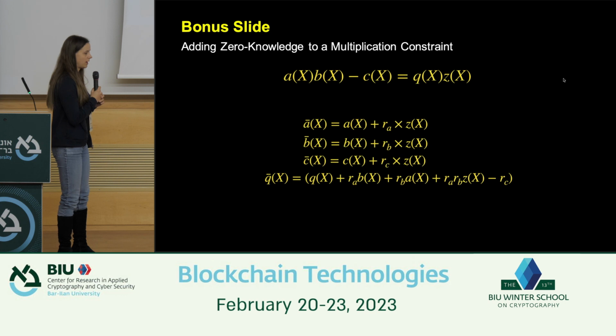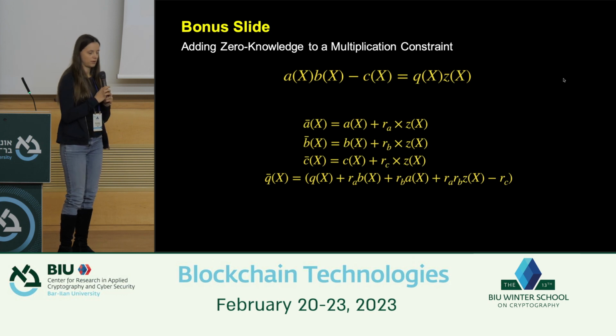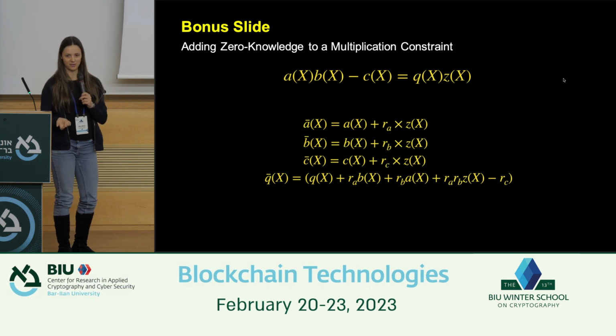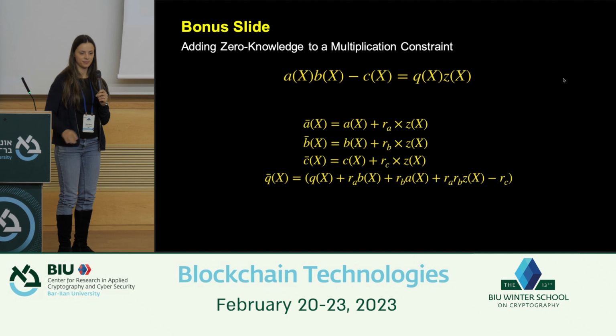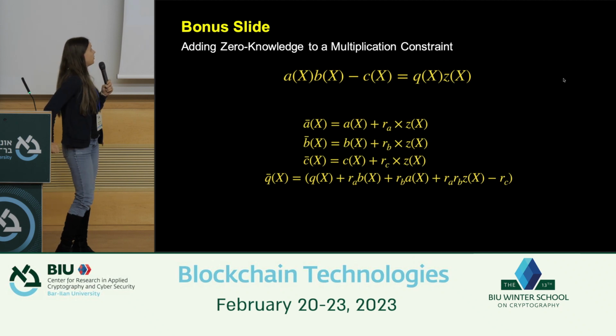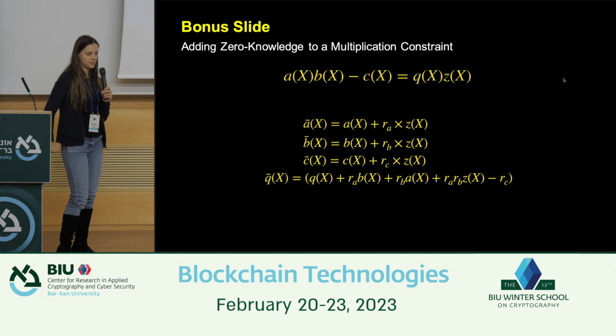Well, rather than commit to a of x directly, we would commit to a of x and also add on a random multiple of our vanishing polynomial. So we'd take a random blinder r of a and multiply that by z of x, and add that to our polynomial, so that when we commit to a of x, it's been blinded. Likewise, we would do the same with b of x and with c of x.